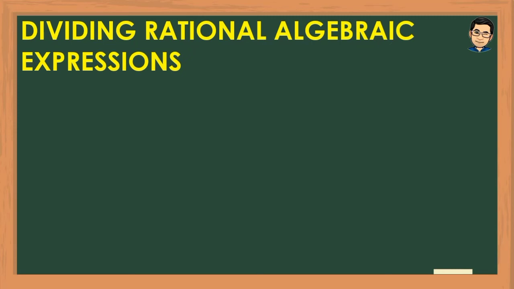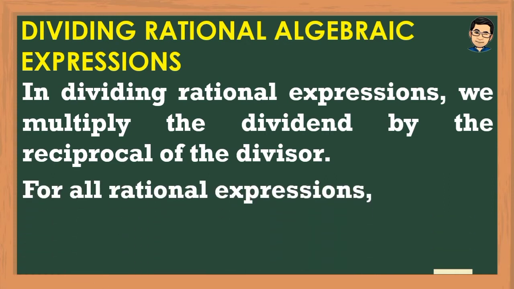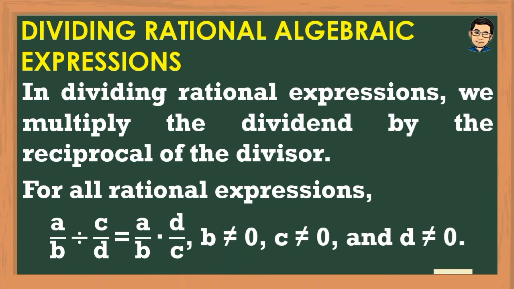So, dividing rational algebraic expressions. In dividing rational expressions, we multiply the dividend by the reciprocal of the divisor. Ganun lang po yung process. Ang kinukuhanan po natin ng reciprocal is yung divisor, the one that is being divided. Hindi po yung pinandi-divide. Hindi po natin pwedeng kunin yung reciprocal ng dividend. Divisor lang po. For rational expressions, A over B divided by C over D equals A over B times D over C, yung reciprocal ng C over D.